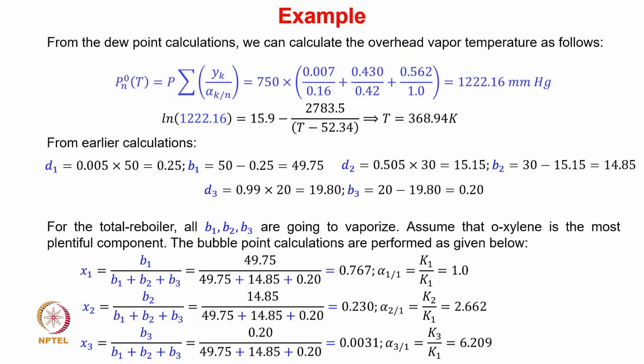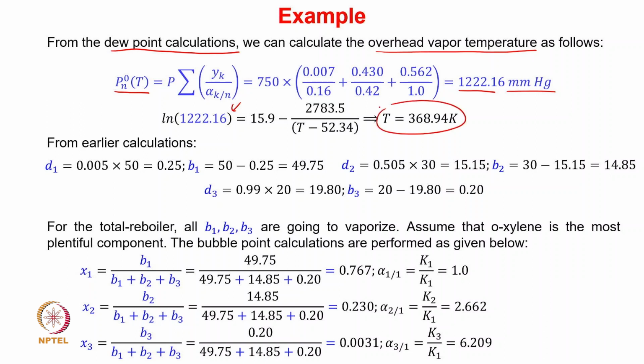So again remember, this one temperature we have done. Now we can do even a dew point calculation, because the dew point calculation is going to give us the overhead vapor temperature. So for the dew point calculation, again we can obtain the vapor pressure of the abundantly available component, that will be Pn here. So we can obtain Pn at T as P into summation of Yk by alpha Kn. So that comes around 1222.16 mmHg.